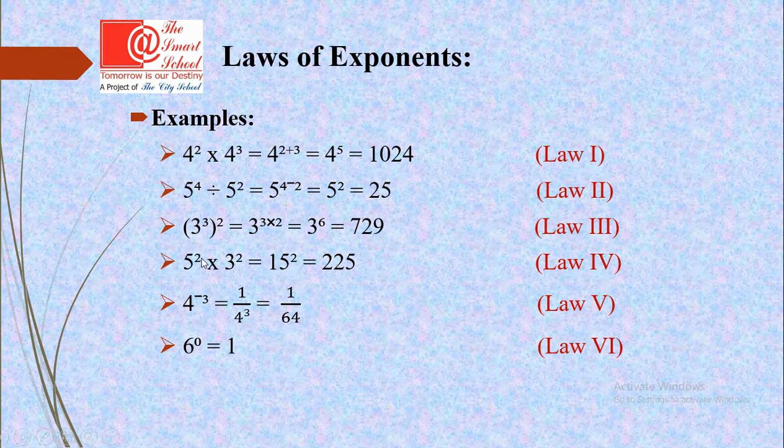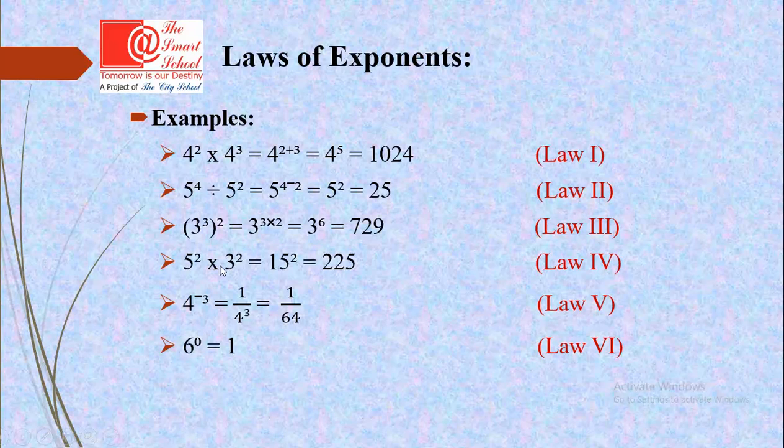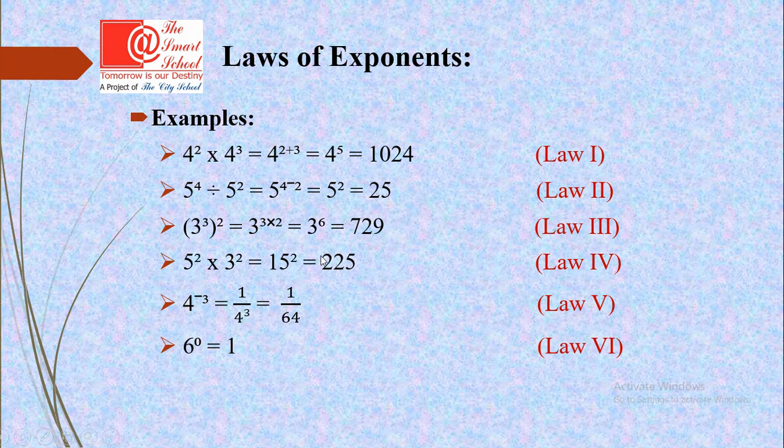Now 5 square multiplied by 3 square. Same exponents but different base. We will multiply base and write exponent once. So 5 by 3 is 15 square. So it is equal to 225, which is standard form. Now 4 power minus 3 is equal to 1 upon 4 cube, which is equal to 1 over 64, which is standard form. Now 6 power 0 is exactly equal to 1.